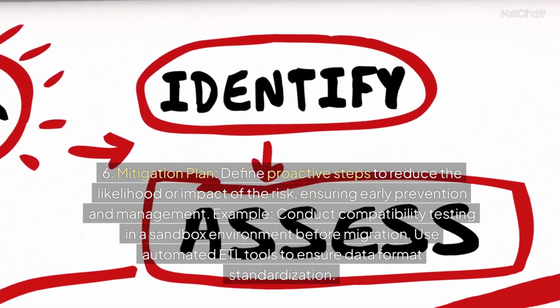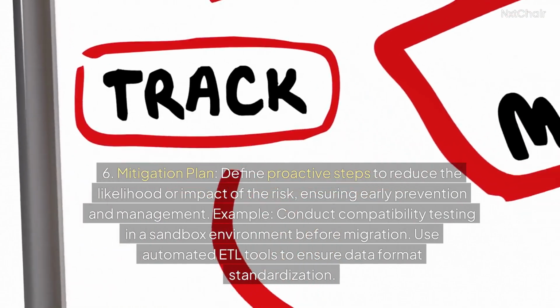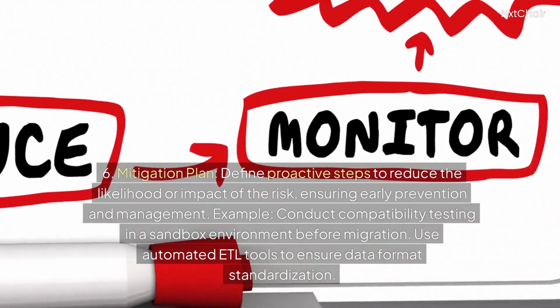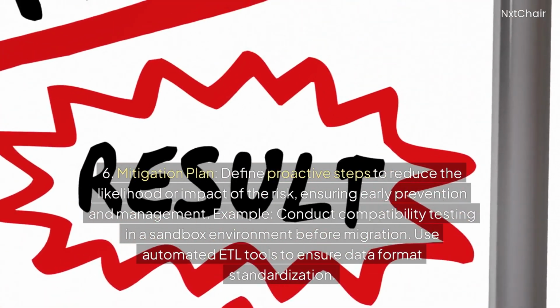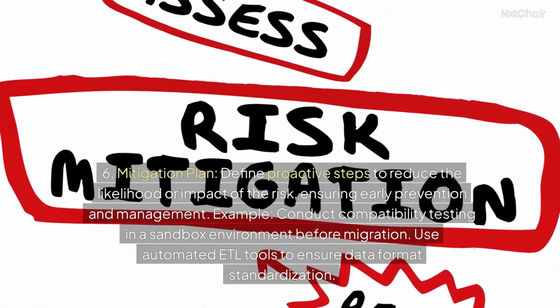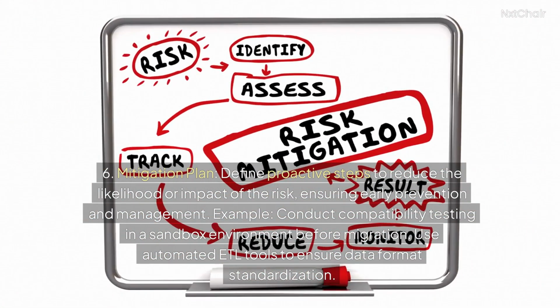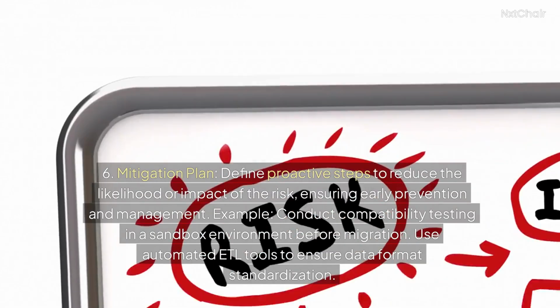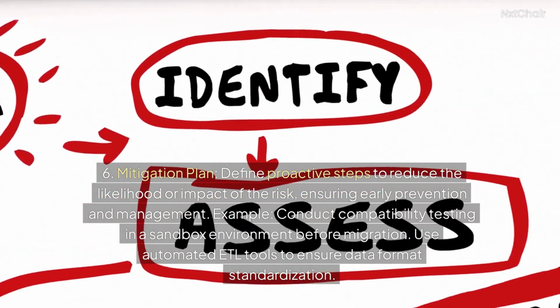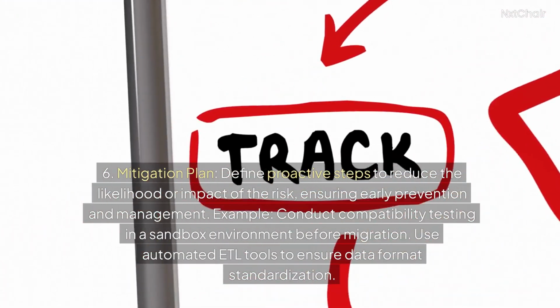Define proactive steps to reduce the likelihood or impact of the risk, ensuring early prevention and management. Example: conduct compatibility testing in a sandbox environment before migration. Use automated ETL tools to ensure data format standardization.